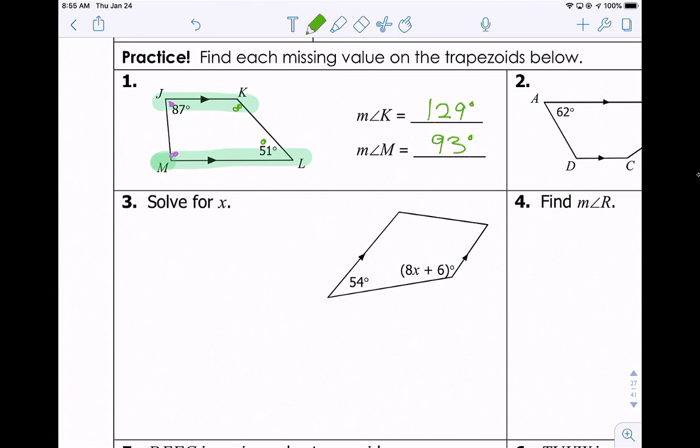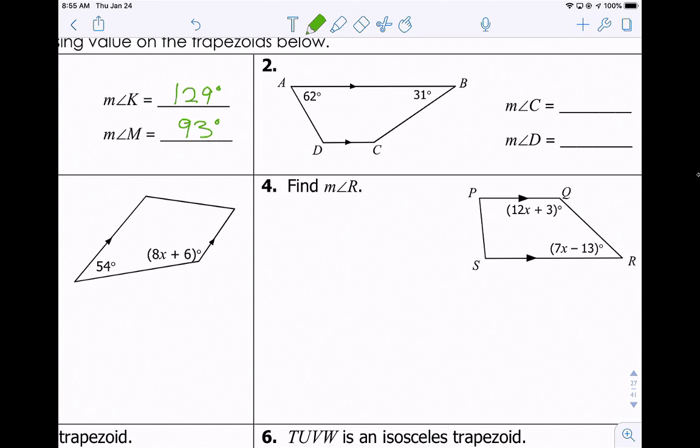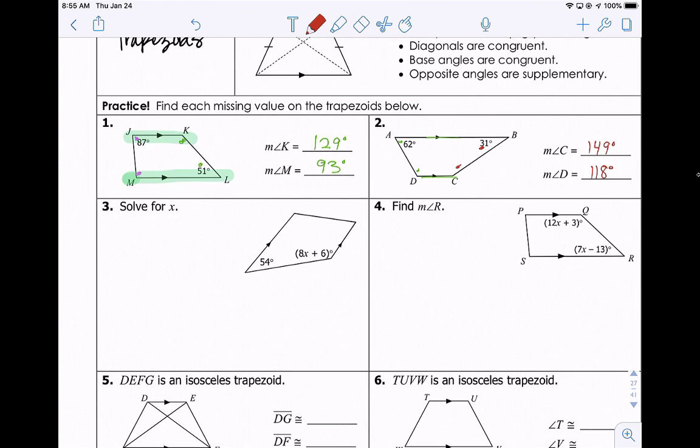It's very similar for number 2, but like I said, I'm just going to give you the basic idea. So for number 2, again, here's my parallel lines. I want to do the supplementaries for these two and for these two. Okay, based off of that, the measure of angle C is going to be 180 minus 31. That's going to be 149 degrees. The measure of angle D is going to be 180 minus 62, and that's going to be 118 degrees. And that's it.